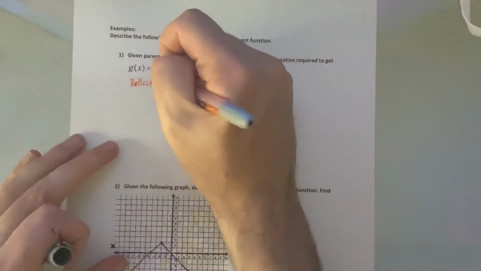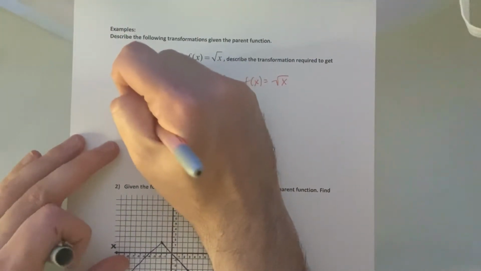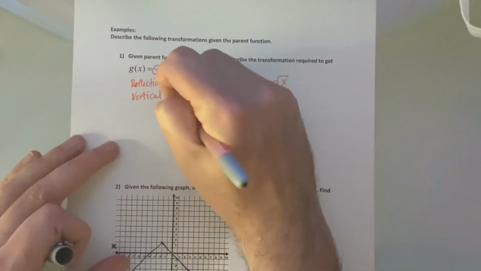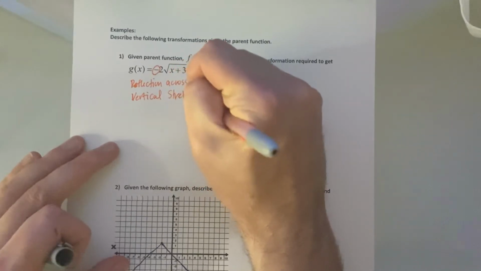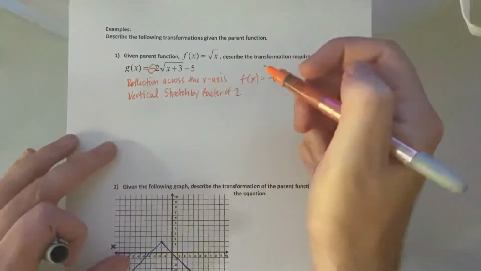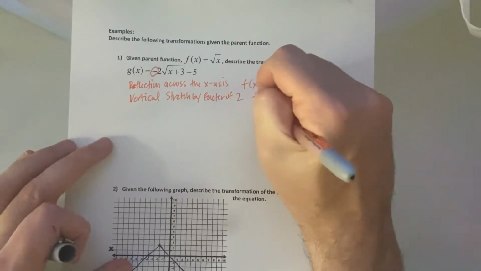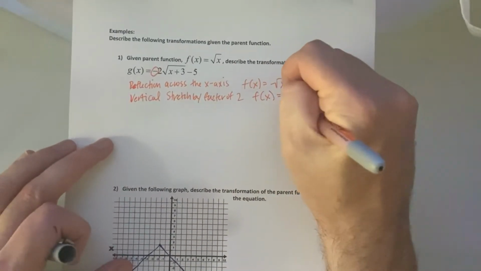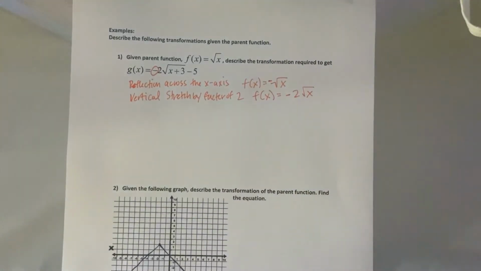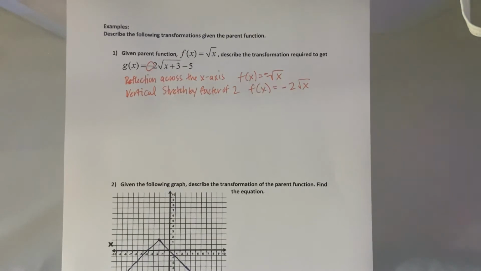what's left. This 2 in front is a vertical stretch by a factor of 2. You can usually say by the factor of whatever that number is. To me, there's some debate on the shrinks, what you should say. For example, some people like to say if there was a 1/2 in front, a shrink by a factor of 1/2.